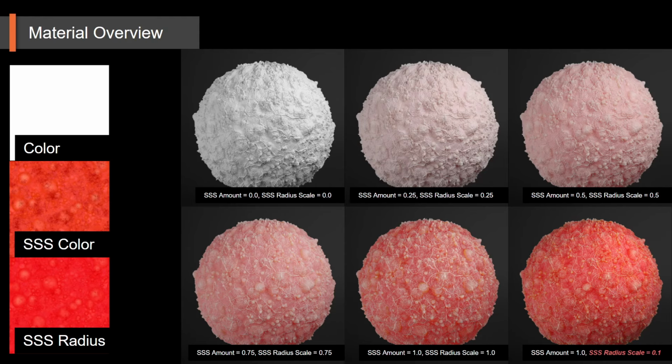But when they are all 1, then you can see very whitish surface with reddish inside. But when subsurface radius scale is smaller than 1, then you can see it's a bit more reddish. So you can consider it, this small value actually defines some thickness of the surface itself.